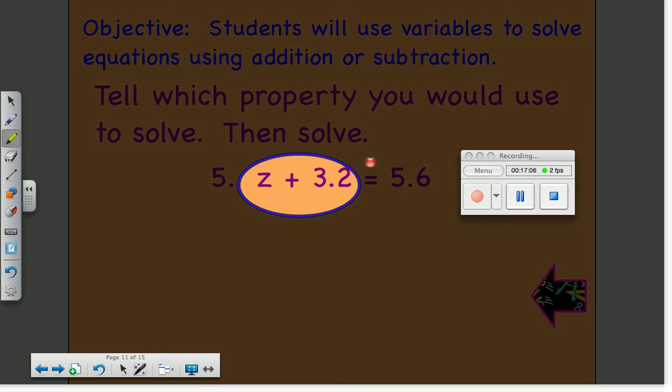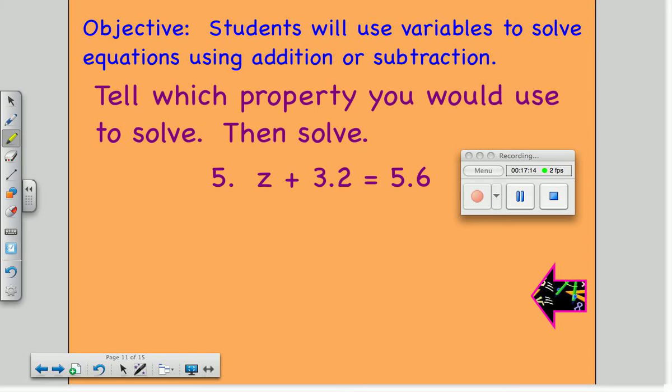The opposite of addition, or the inverse of addition, which is subtraction. And we're going to subtract the same amount, 3 and 2/10. Well, if I subtract 3 and 2/10 here, I also have to subtract 3 and 2/10 on the other side of the equal sign. 6 minus 2 is 4. 5 minus 3 is 2. 2 minus 2 is 0. 3 minus 3 is 0. So we have z by itself. Z equals 2 and 4/10.